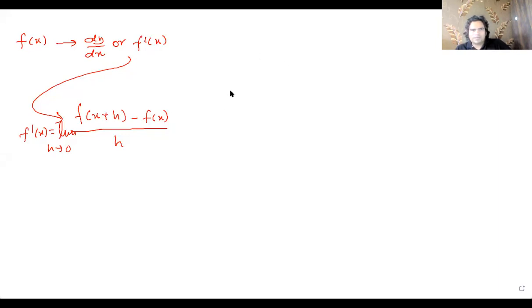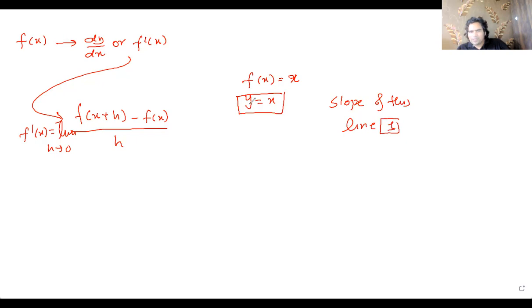Now, for example, consider the function f of x equals x, y equals x. We all know that the slope of this line is 1, because y equals mx; here m is 1. The logical part is, what is the evidence that we have? Is there a way we can show that for this line my slope will always be 1? So we use this formula.